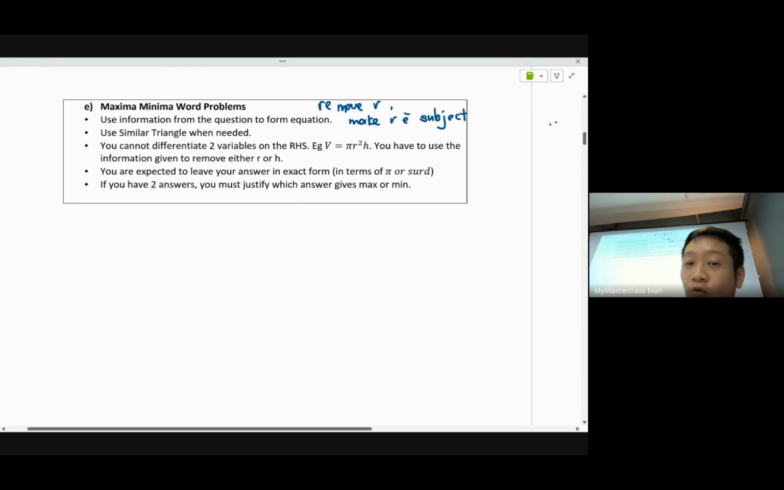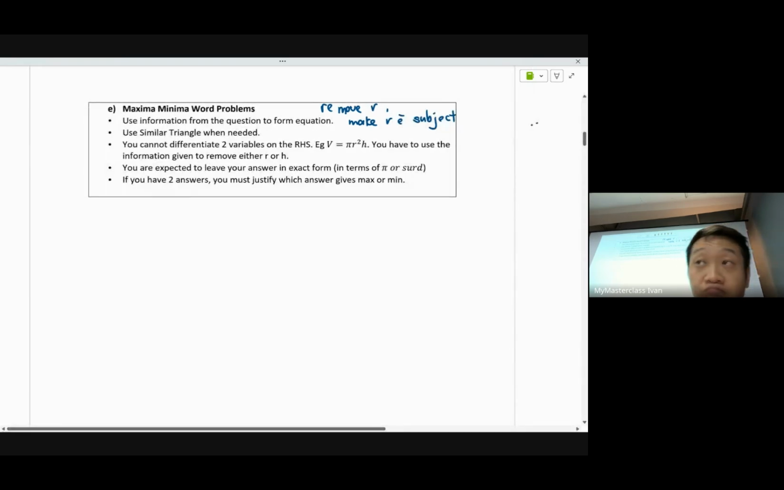Okay, you are expected to leave your answer in exact form and not in 3SF form. You only leave in 3SF when the question asks you to do so. If you have two answers, you must justify which answer gives you the maximum or minimum, or whichever. For example, x is greater than 0.